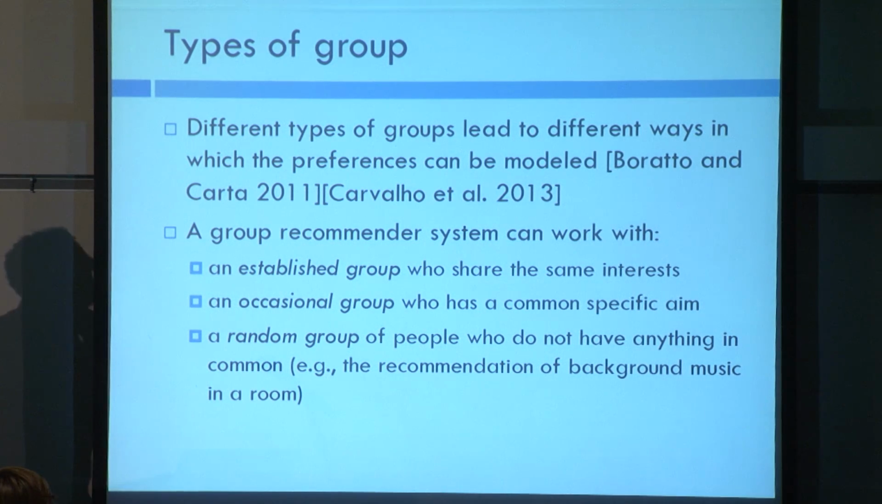So usually, a group recommender system can work with an established group who shares the same interest, usually for a long time. For example, the members of a forum of a specific artist. Then you might have occasional groups who might have a specific aim in a given moment in time. For example, a group of people that is participating in an organized travel. And then you might have a random group of people who do not have anything in common.